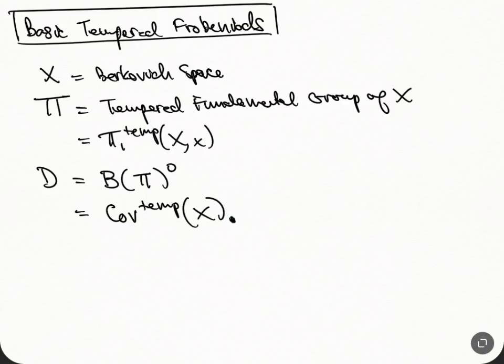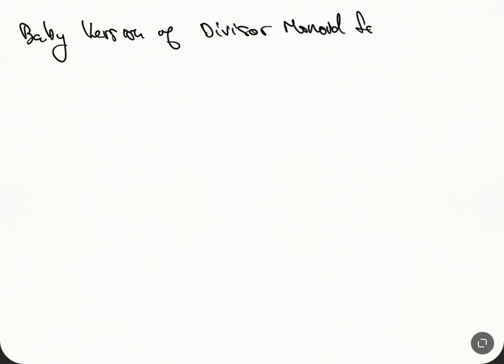All right, so now that we have this base, we're going to define a model Frobenioid, and to do this you need divisors, principal divisors, and some divisor map. To do this, I'm going to take a basic version. Let's do the baby version of the divisor monoid for tempered Frobenioids.